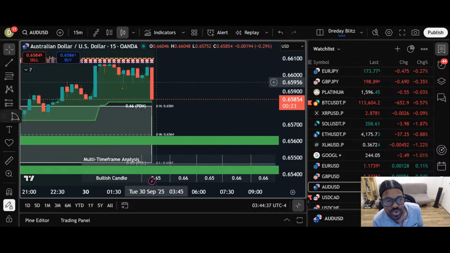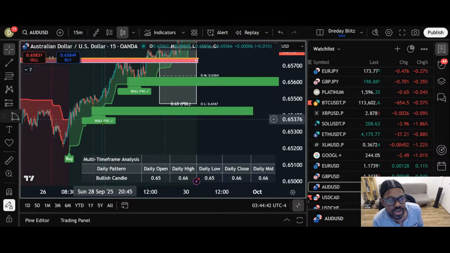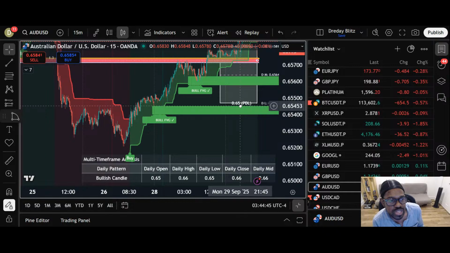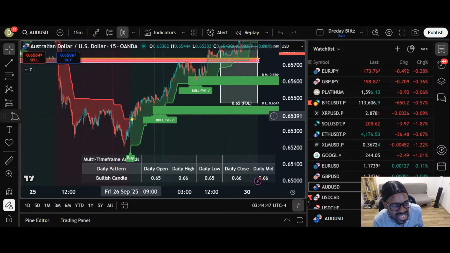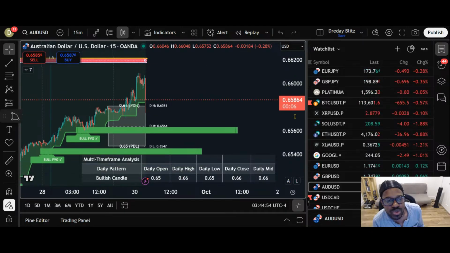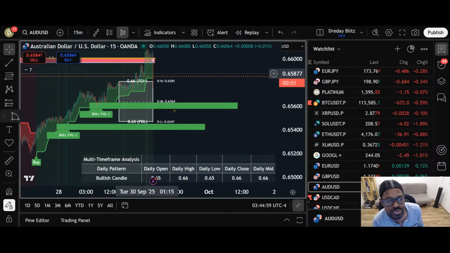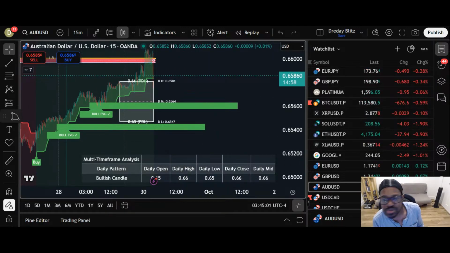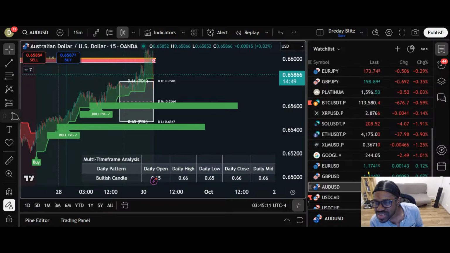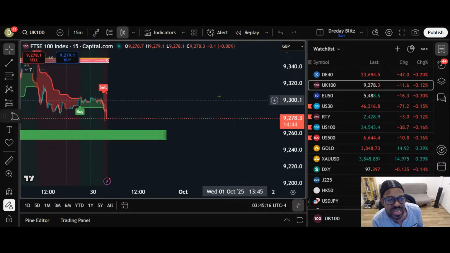All right. So for now, we should be looking to sell. Why? Because we have multiple fair value gaps here at the bottom, and the price was pushing since Friday. All right. So going towards later on today or Wednesday tomorrow, we should be looking to sell off AUD USD. All right, so that's pretty much it on that. So let's go back on UK100 and see exactly what's up with that.